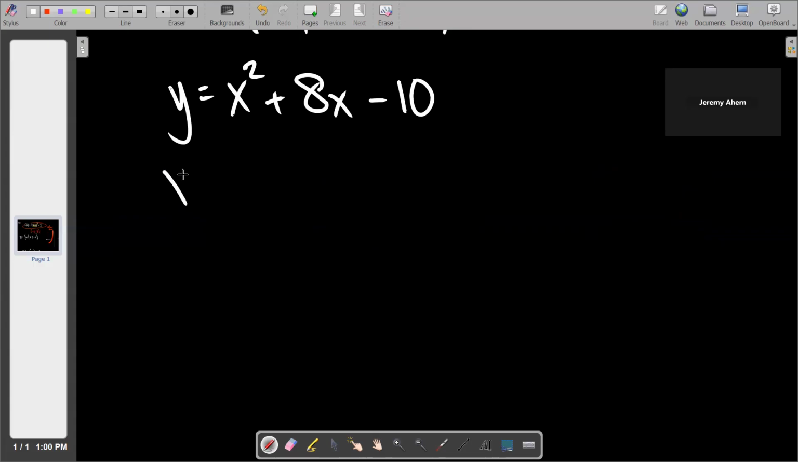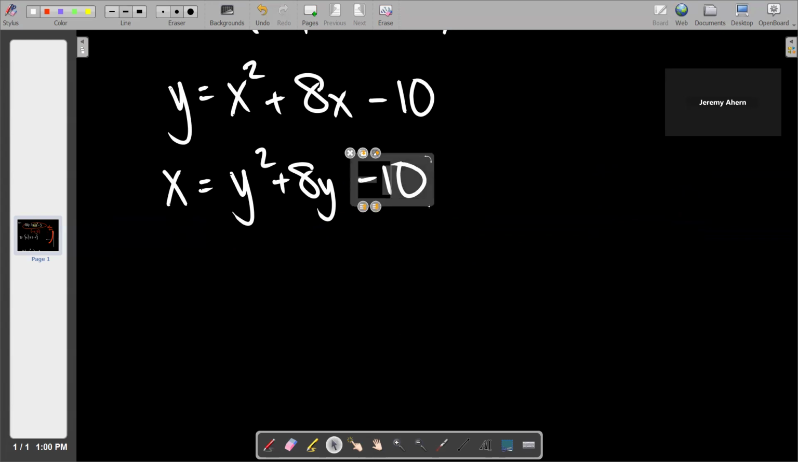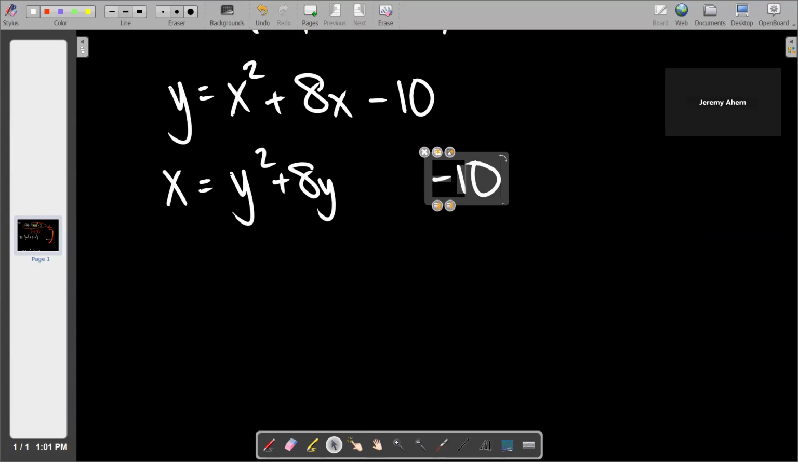Yeah, let's swap them first. So x equals y squared plus 8y minus 10. And then this is where it gets a little bit interesting from here. So who remembers the next step? Yeah, so I like to take the minus 10 and move it off to the side. And then I'm going to complete the square.